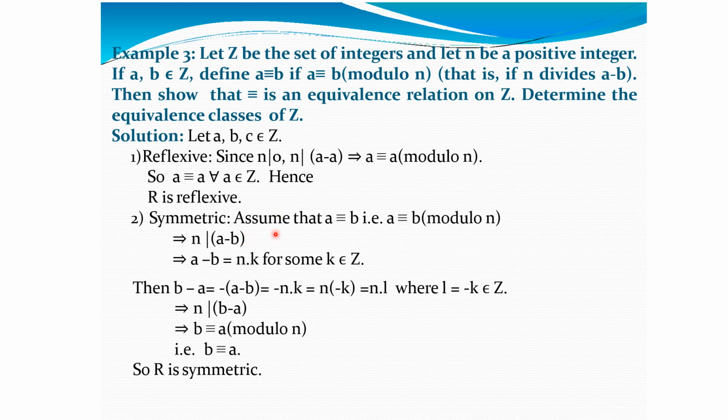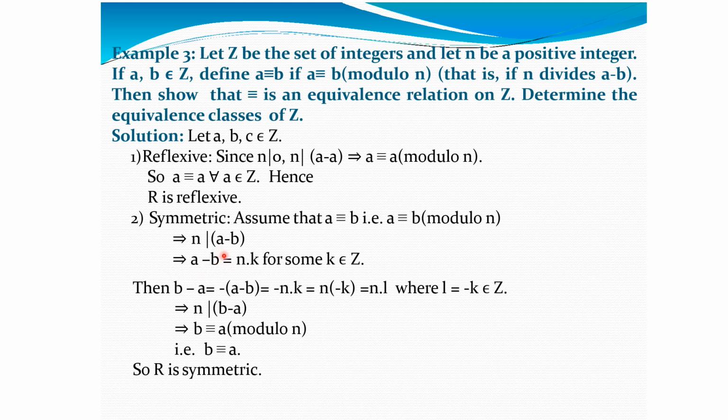In that case, we have to show B related to A. Now, as A is related to B, by definition, A is congruent to B modulo N. So again, by definition of congruence, this implies N divides A minus B. Now, by definition of divisibility, N divides A minus B implies A minus B is equal to N into K for some K belonging to Z.